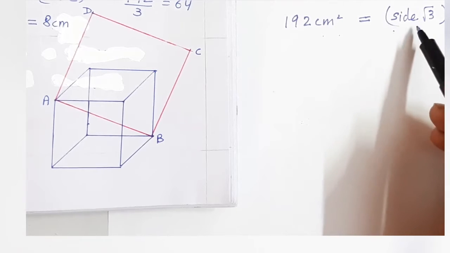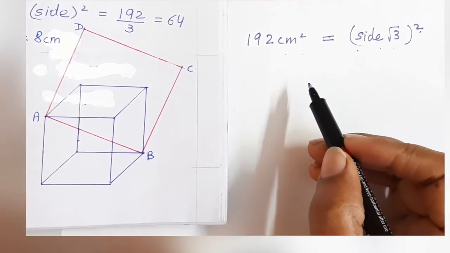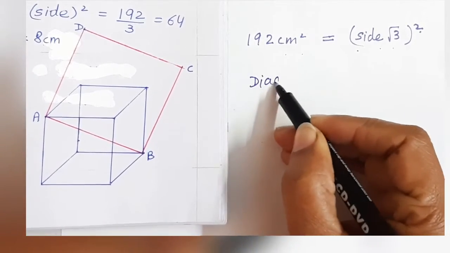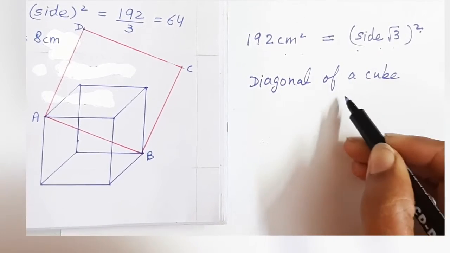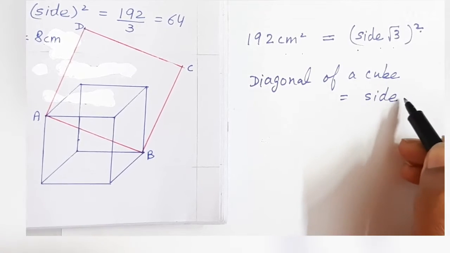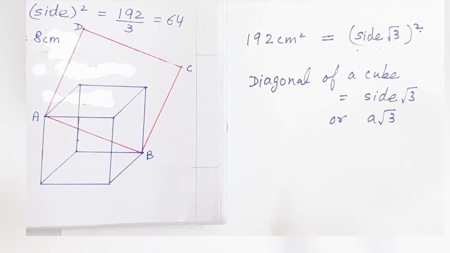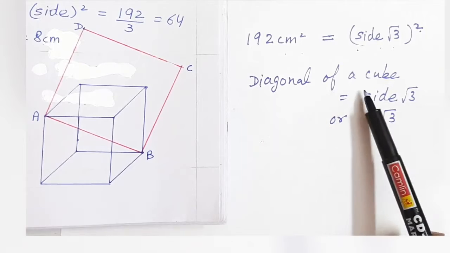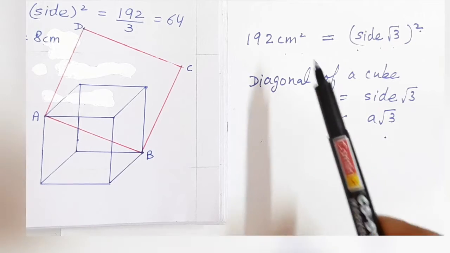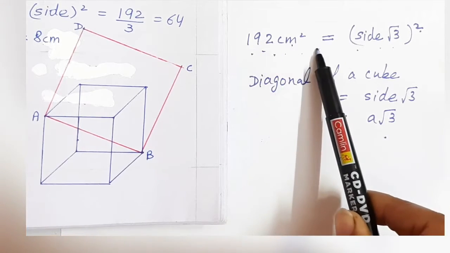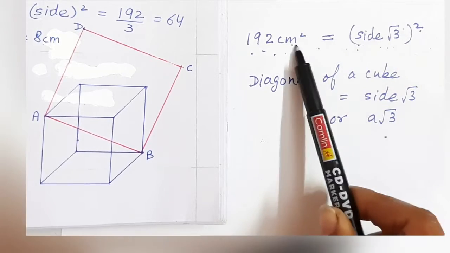Clear? That is side root 3 square. Students, we know that the diagonal of a cube is equal to side root 3, or we can say a root 3, where a is the side of a cube. Now if the diagonal is side root 3, then according to the question, 192 is equal to side root 3 whole square. Now let us solve these two values.